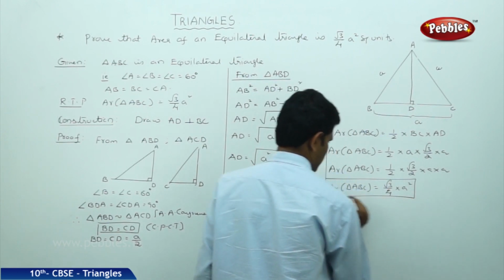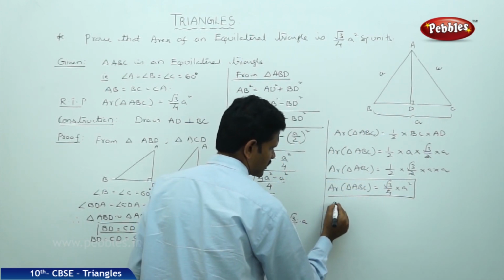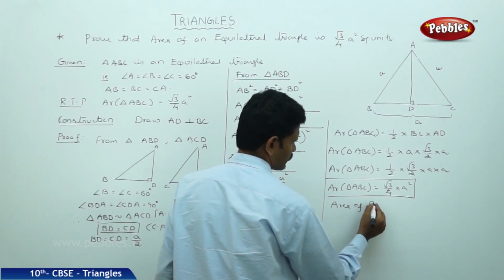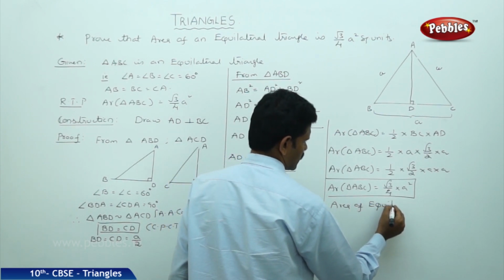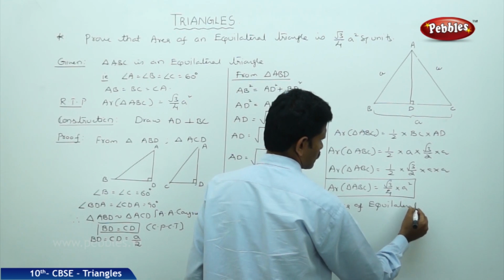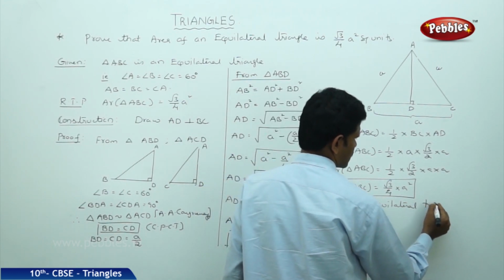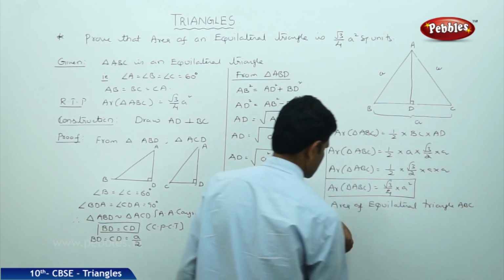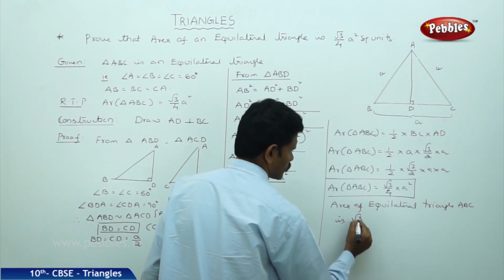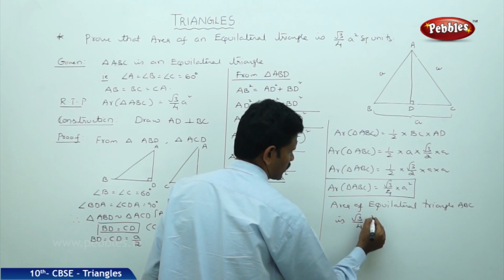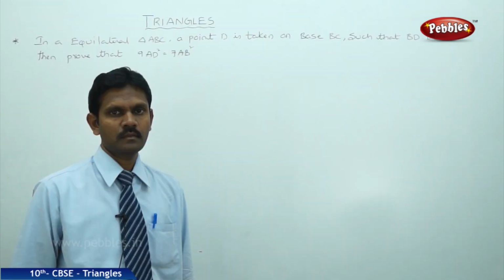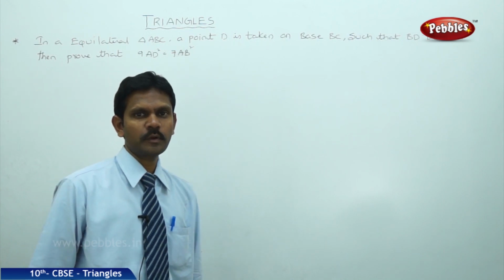Therefore, the area of an equilateral triangle ABC is root 3 by 4 A square units. Let us see our next problem.